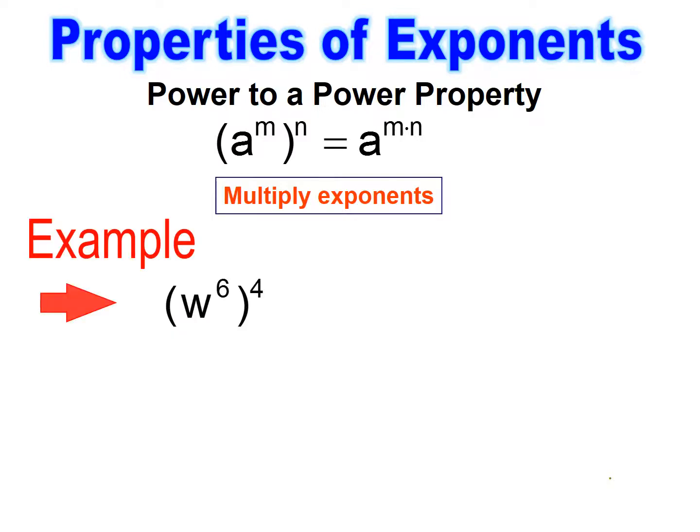In this example, we have w to the 6th power raised to the 4th power. To simplify, it will equal w to the 24th power. Now in this case, again, we know that anything raised to the 0 power equals 1, and 1 raised to any power is simply 1.